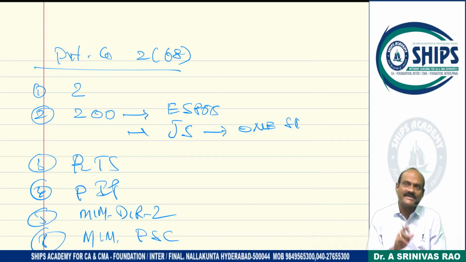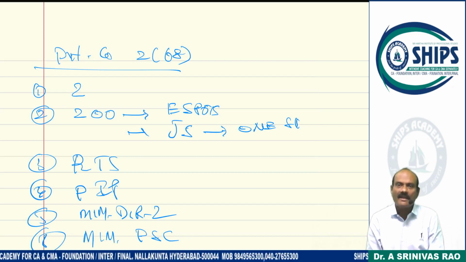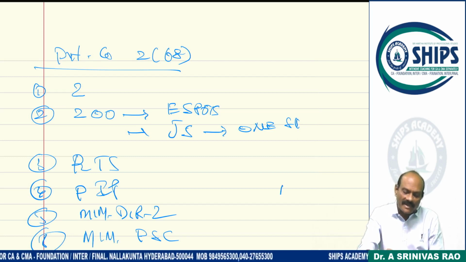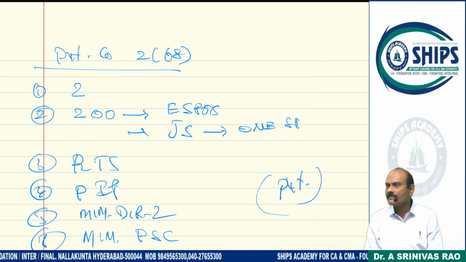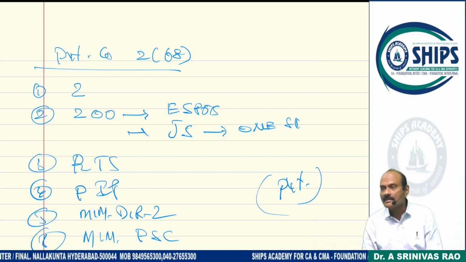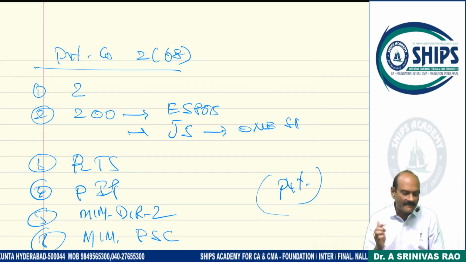Sir, how do I know this is a private company? Check the name. The word private is there. Private company. If the word private is not there, public company. Simple logic that is. The remaining we will do in tomorrow's class.